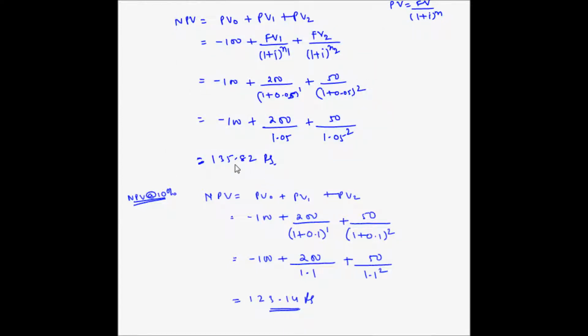So at 5% discount rate for project A, the net present value is 135.82 rupees. Whereas for project A, the NPV at 10% discount rate is 123.14 rupees. Now let's do the same calculations for project B.